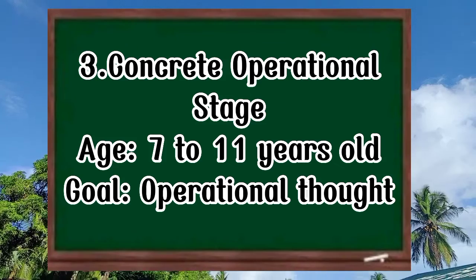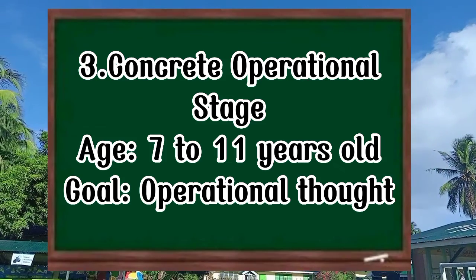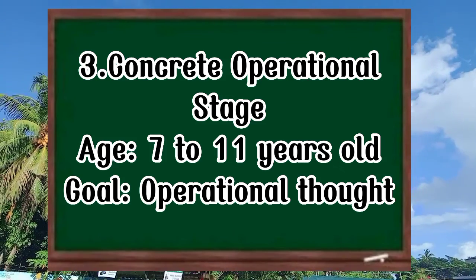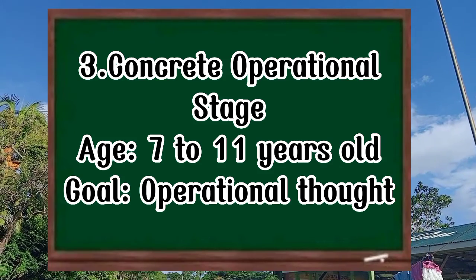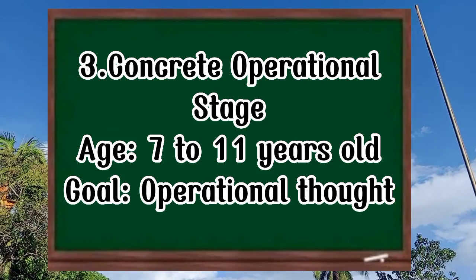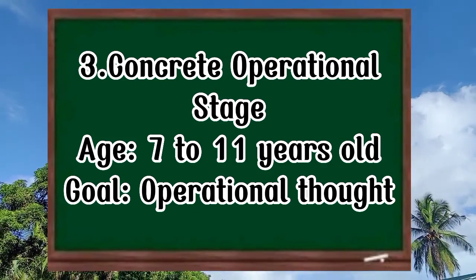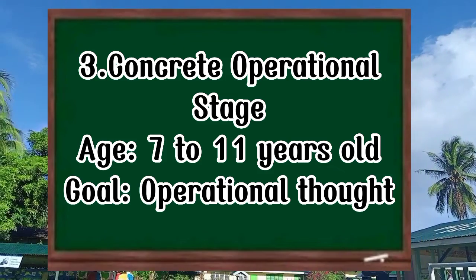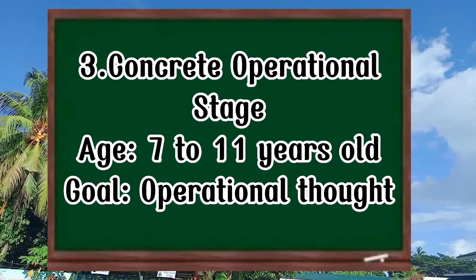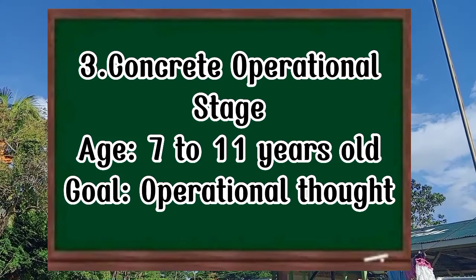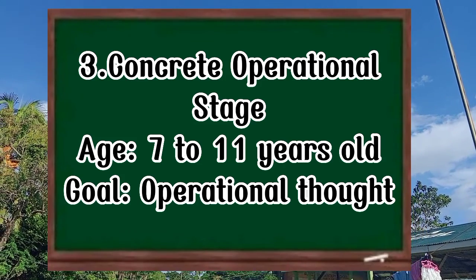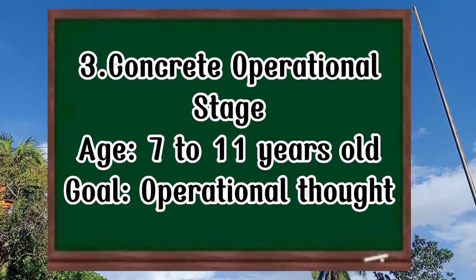The third stage is the concrete operational stage, age 7 to 11 years old. Goal: operational thought. During this stage, children are more capable of solving problems because they can consider numerous outcomes and perspectives. Examples are conservation, classification, and sociocentricity.